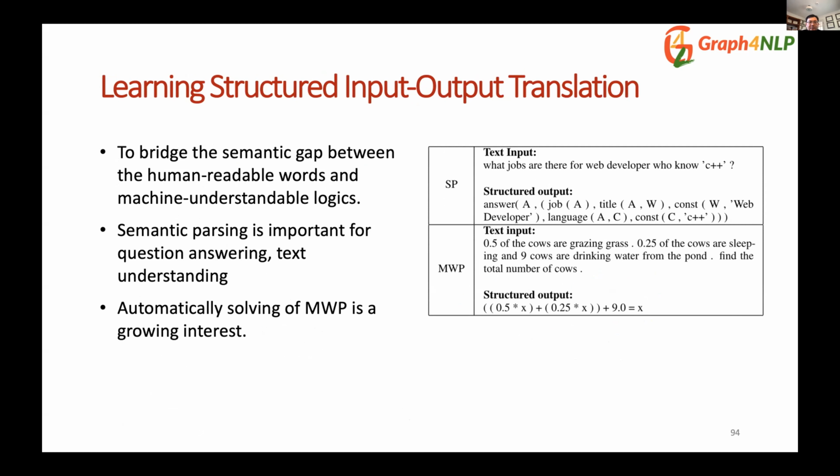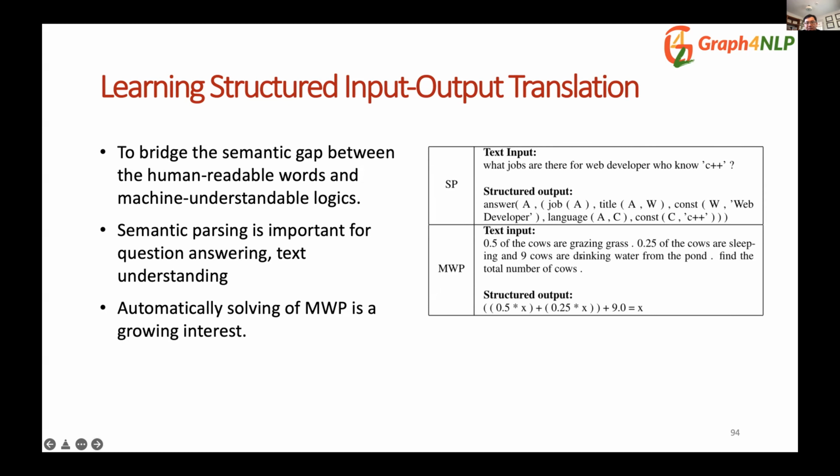But in many NLP tasks, sometimes the output side is also complex. For example, the logic form, or the math equation. For this type of NLP task, the output side essentially is not simple text. It's also some kind of structured output. So how to bridge the semantic gap between humanly readable words and machine-understandable logic is very important. Semantic parsing and the math word problem are just some of the typical applications that we introduced here. On the right-hand side table, you can see an example of semantic parsing and an example of the math word problem.